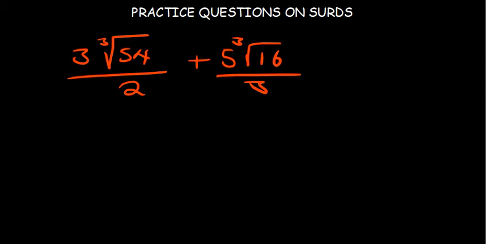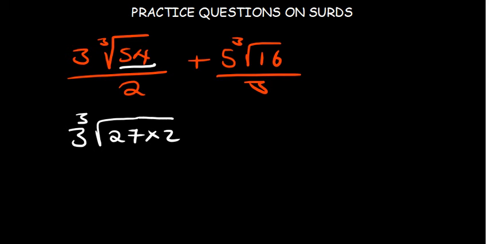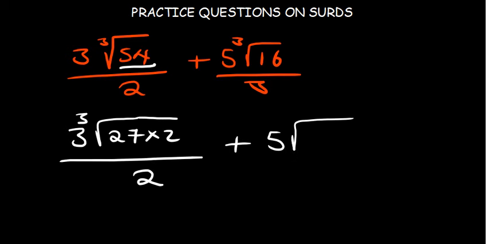Okay, so we basically understand that we would want to express 54 in terms of a product. So 54 is the same as 27 by 2. So we have the third root of 27 by 2, over 2, plus the third root of 16. 16 is the same as 8 multiplied by 2, over 3.